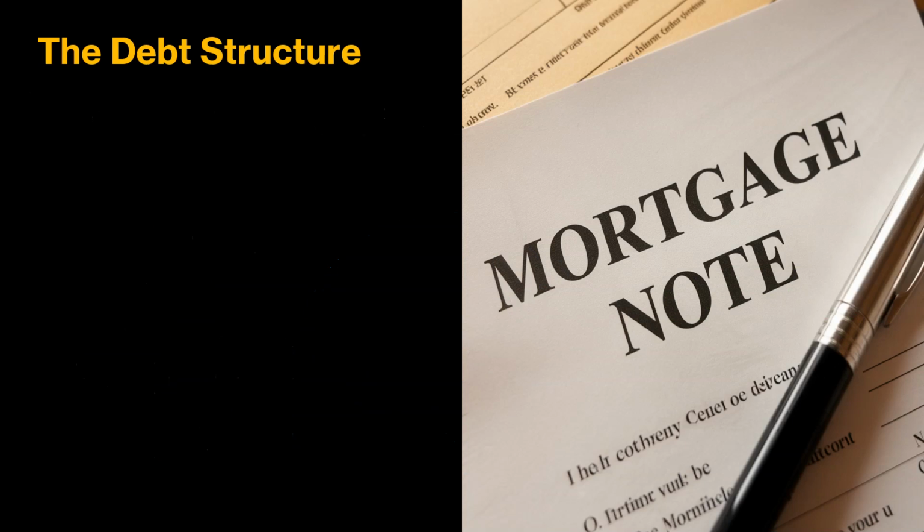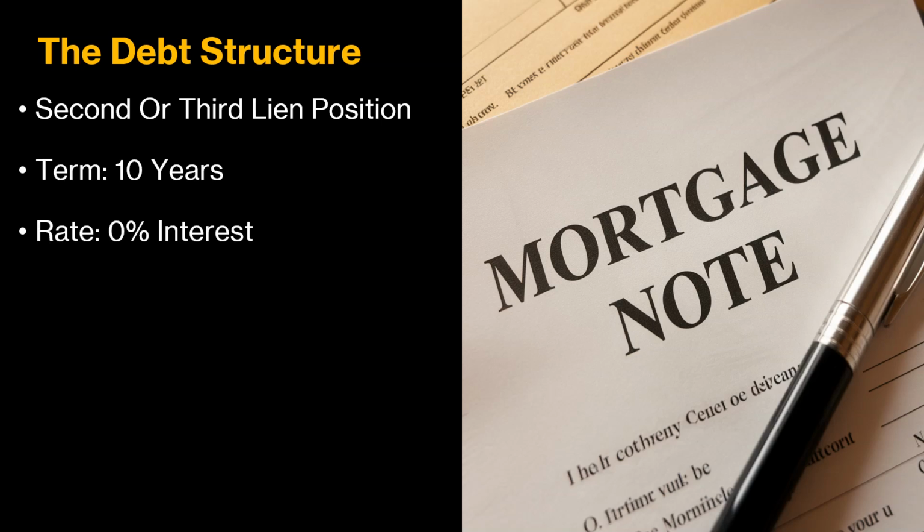And what I'm going to do is structure a debt. Now, what's happening here is that I'm actually becoming a banker. I'm going to take a second or third mortgage. It's going to be for 10 years at zero interest. Zero interest is for a reason. It's to keep the barrier of resistance to my offer down.